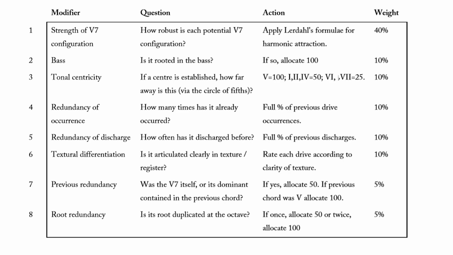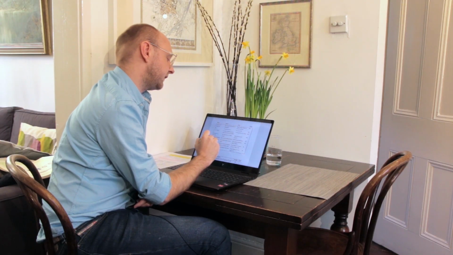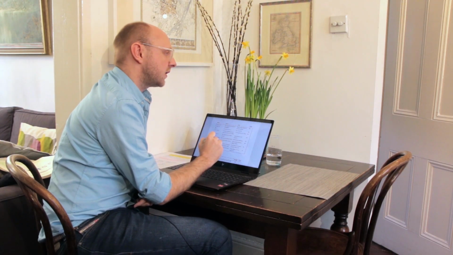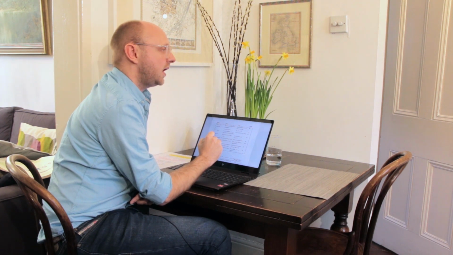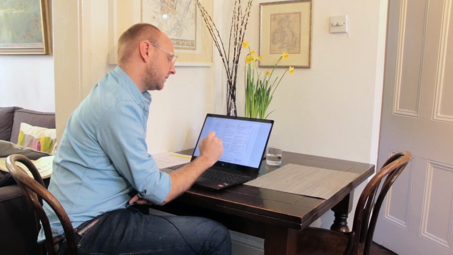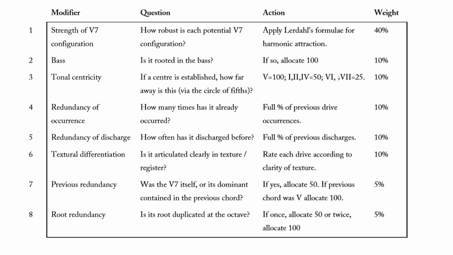The next question, the seventh question, is was the 5/7 chord itself, the drive itself, or its dominant contained in the previous chord. That's a sense of continuity from what's just happened before. If we're talking about a drive on C, if that was preceded by a G7 drive, then that might well be considered to be quite a bit stronger. Equally, if the drive itself, C7, was part of the previous complex of drives, then that might also be stronger.